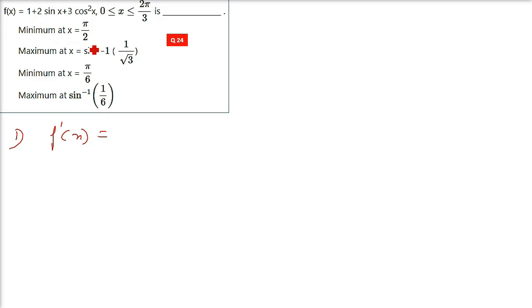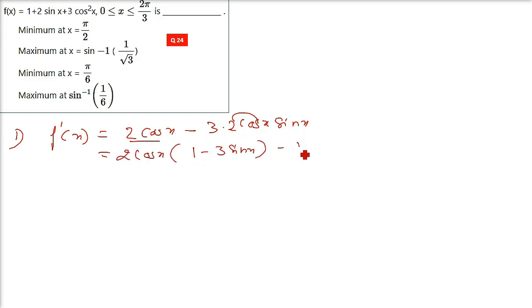So just differentiate this. F dash x will be what? It will be 2 cos x. And this goes 6, cos x will be minus sin x. So minus 3, 6, minus 6 cos x. This is the first derivative. You can take a certain thing common here. 2 cos x is common in both the terms. When we take 2 cos x, it will be 1 minus 3 sin x inside.